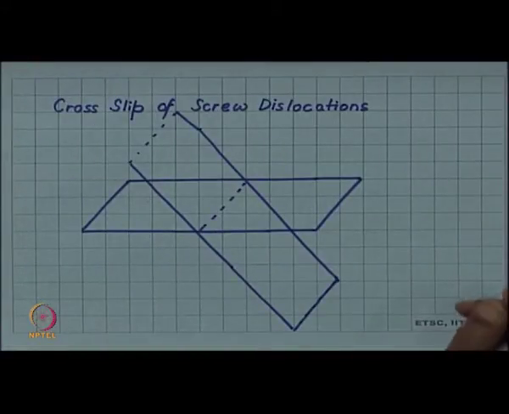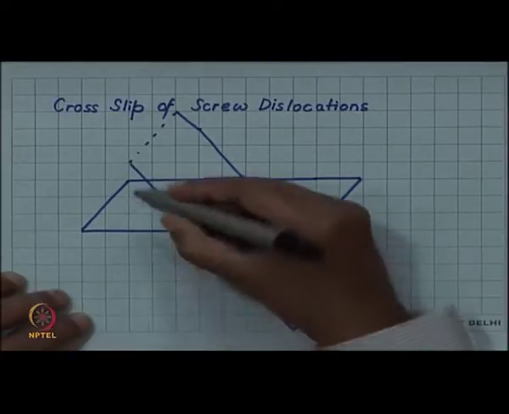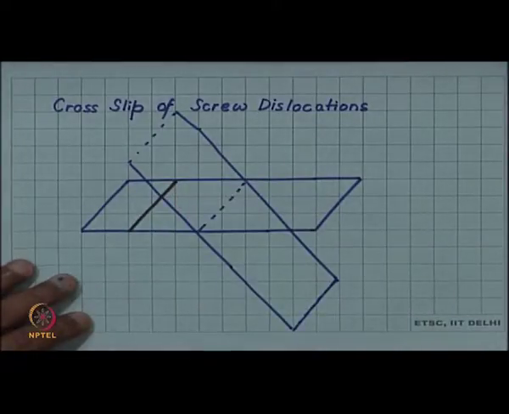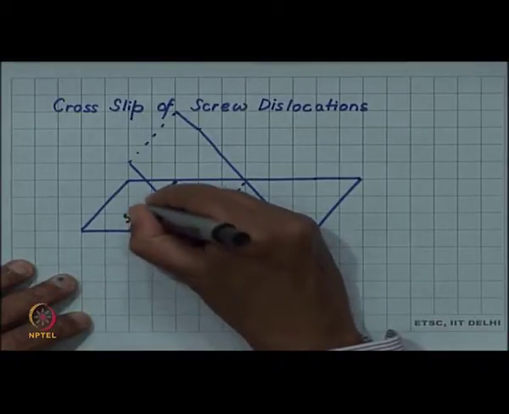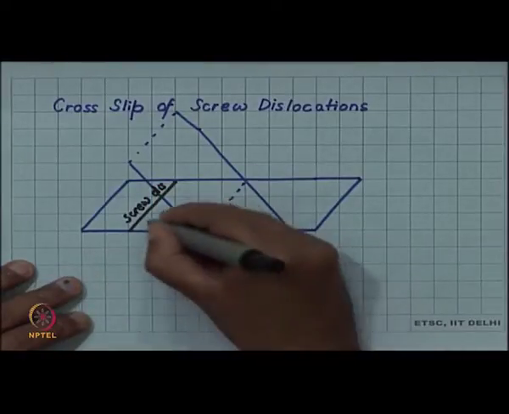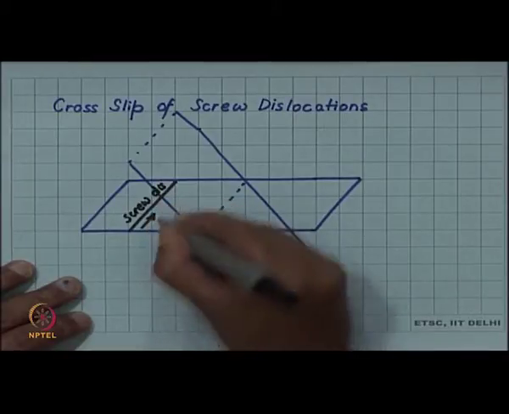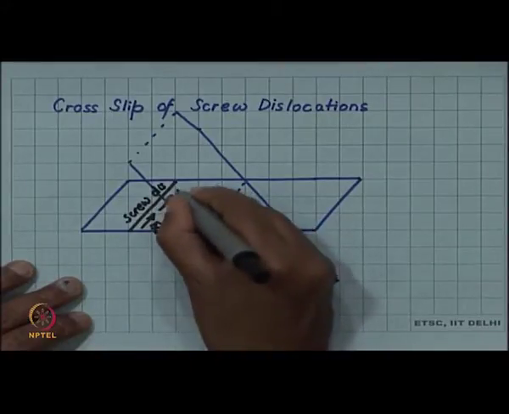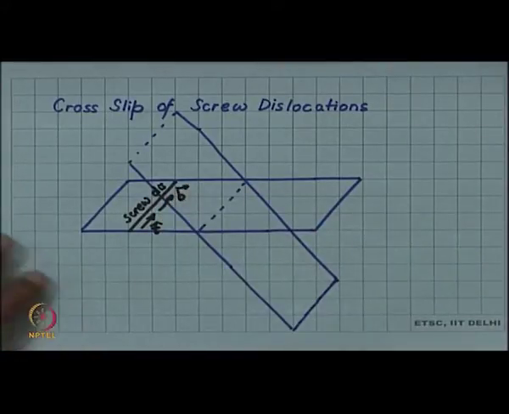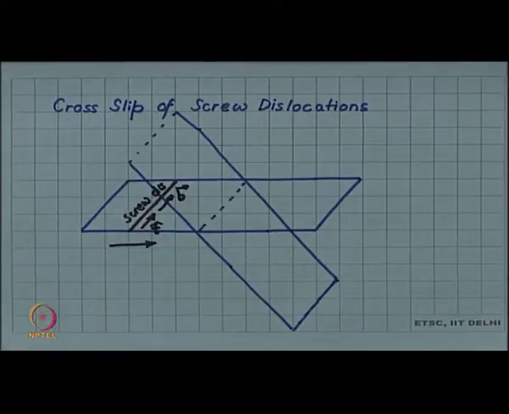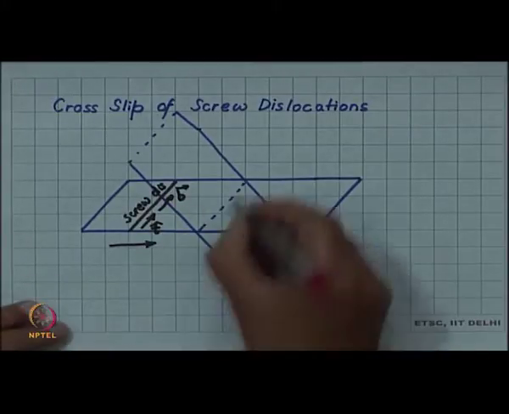We have already seen cross slip of screw dislocations when we were discussing the topic of defects and dislocation. So, let us say that this is a screw dislocation which was moving forward. So, if it is a screw dislocation, the T and B will be either parallel or anti-parallel. So, let me make parallel in this case.